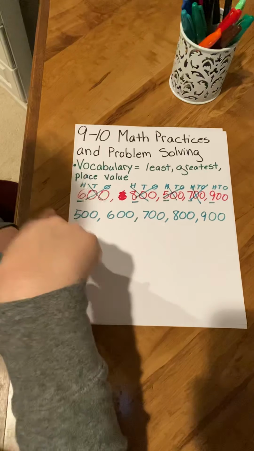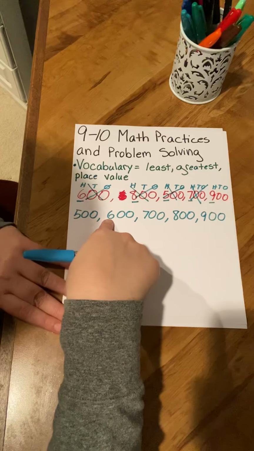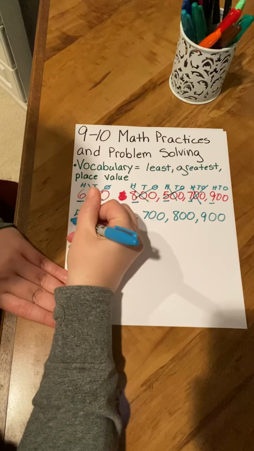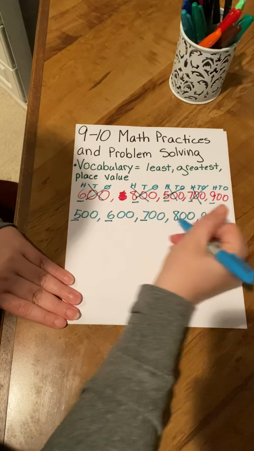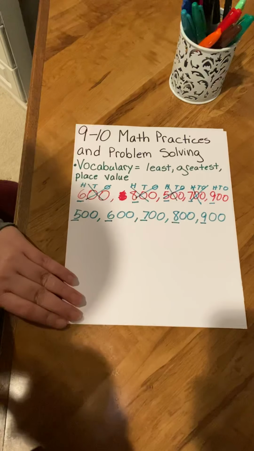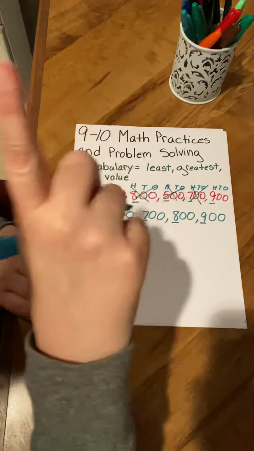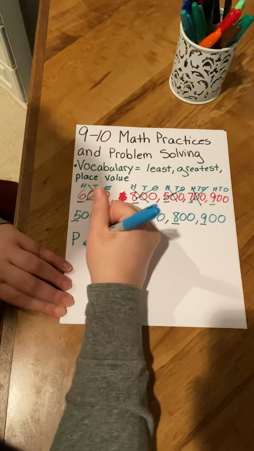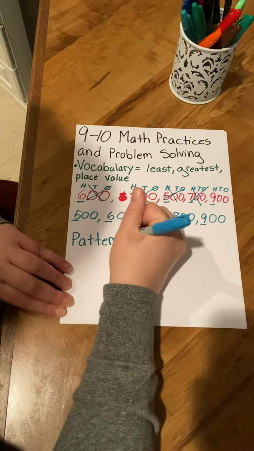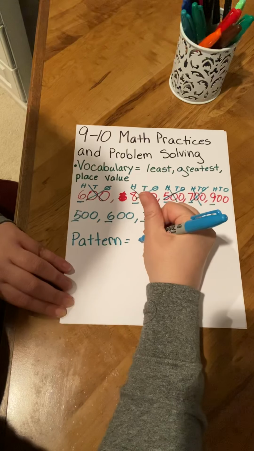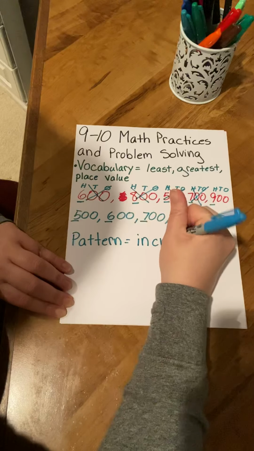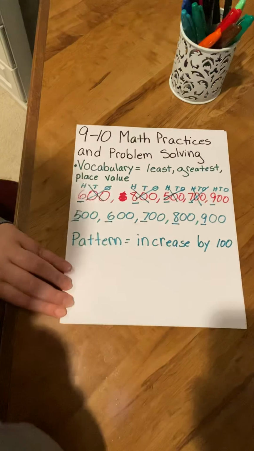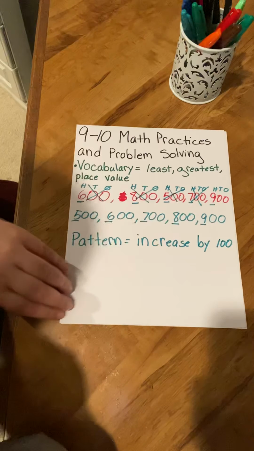Hopefully you see that it is the hundreds place that is changing in each of them. How much is it going up? If I look at that hundreds place, how much is it going up by in each number? Just one, but not just one, 100. So the pattern is that the numbers increase by 100. They increase by 100.